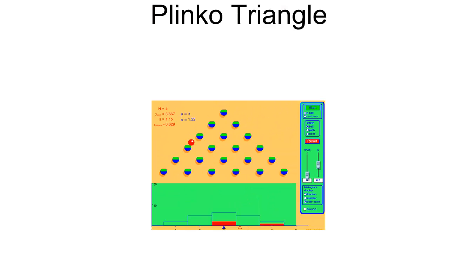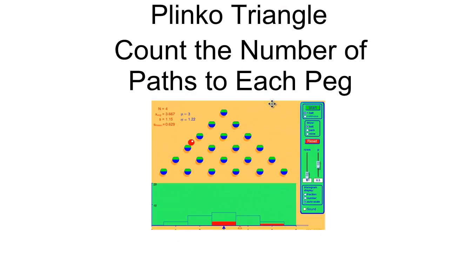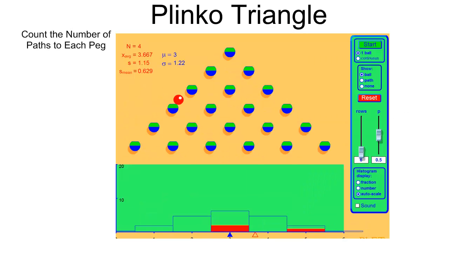Now, what I want you to do is to actually count the number of possible paths there are to each peg. And then you'll be filling it in on the fill in the blank form just below. So, for example, the number of paths to the top peg, well, there's really only one. The number of paths to the first peg in the second row, well, really there's only one path to that peg as well. It's if the ball lands on the top peg and then goes to the left, it's going to get there. So how many paths are there to the second peg in the third row?